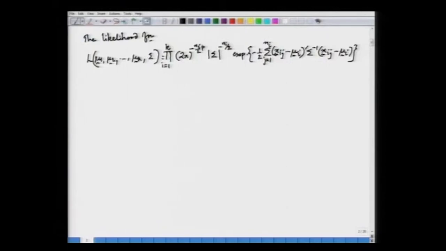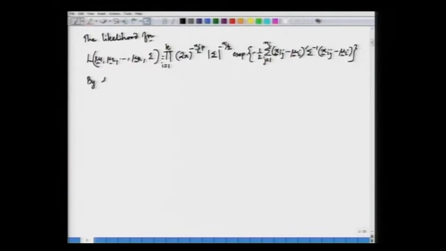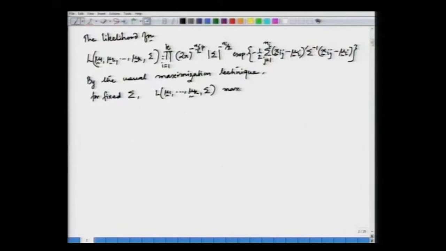The usual principle, recall what you had done when you had sampling from a single population. Initially we fixed sigma and then tried to obtain the MLE of mu. So, we do the same thing. By the usual maximization technique, considering the derivative, for fixed sigma, we have L of mu 1 to mu k, sigma maximized when mu_i hat is x_i bar.